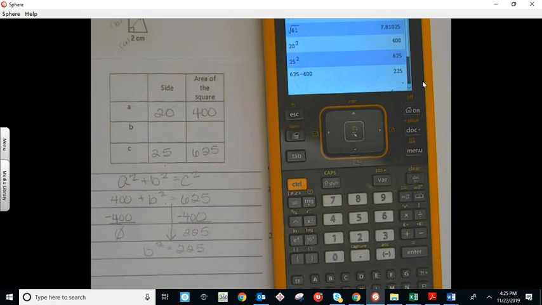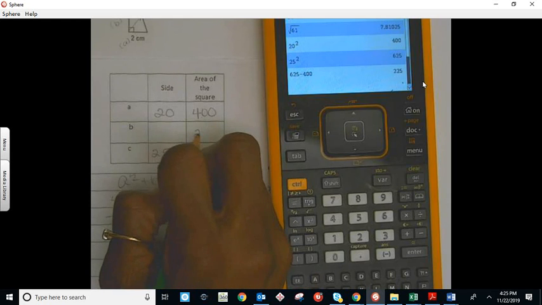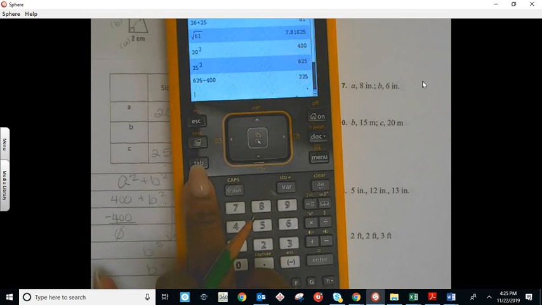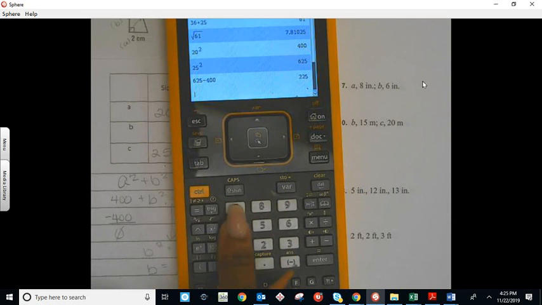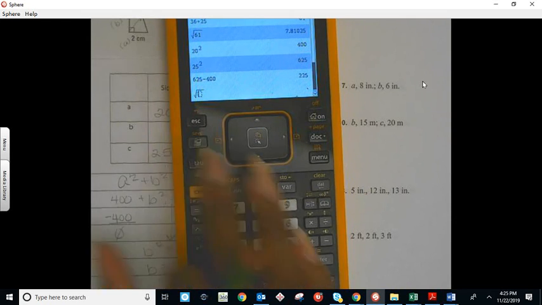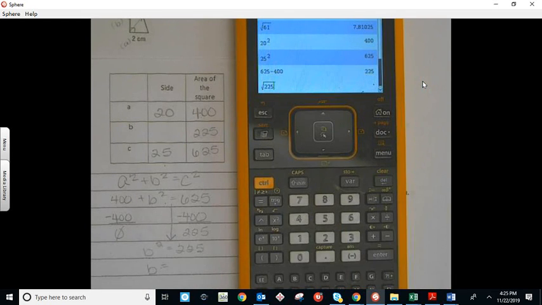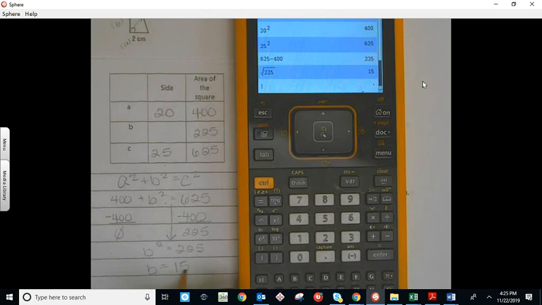We still need to find out what B is though. So I'm going to do my control x squared. That gives me my square root sign. I want the square root of 225. Press enter, and it's 15. B is equal to 15.